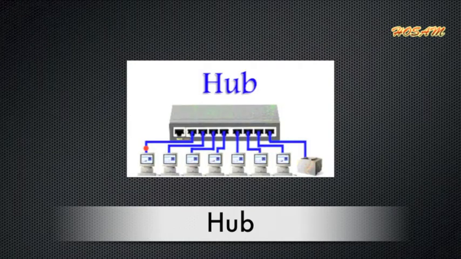Here is an example. The first computer prints to the laser printer, but the message is broadcast to all of the computers on the network. This causes more traffic and collisions over the network.